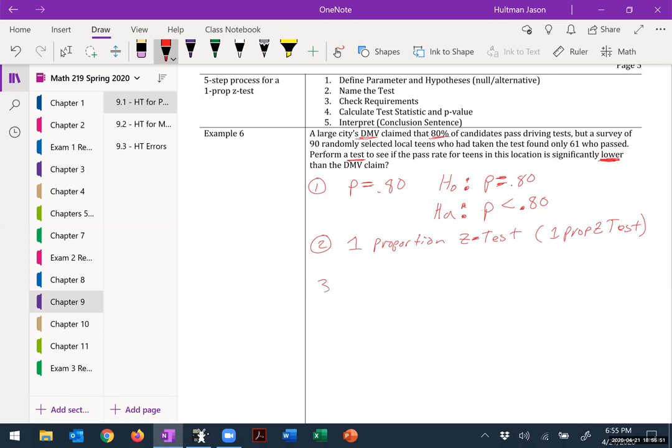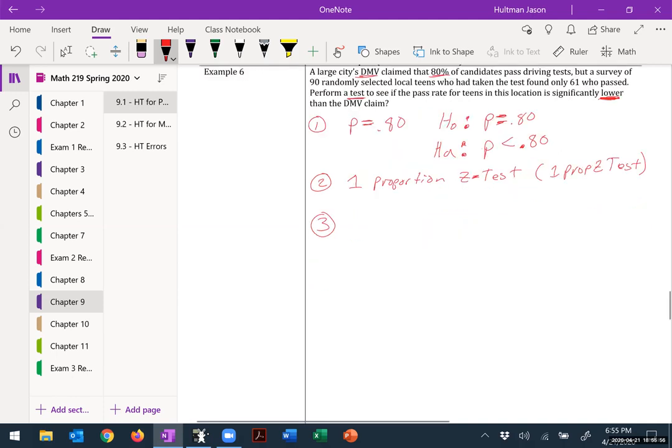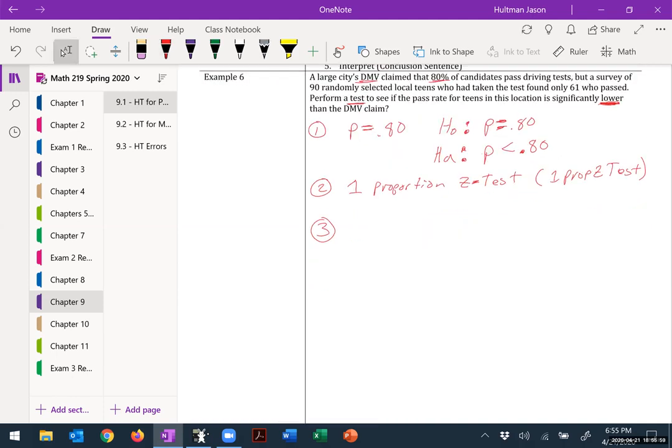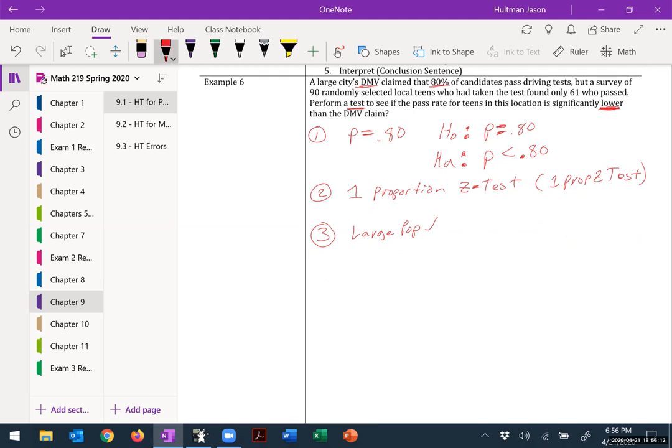Number 3. Check the requirements. Can we even perform the test? The last time we couldn't perform the test because the requirements weren't met. Is it a large population? Is it a large city? Sure, cities are large. Check. Is it random? Were they randomly selected? Well, it says right in the problem that they were randomly selected. Check.